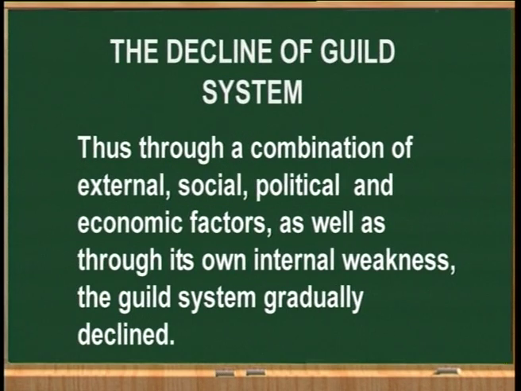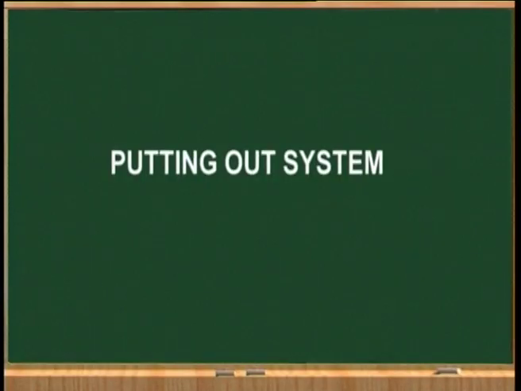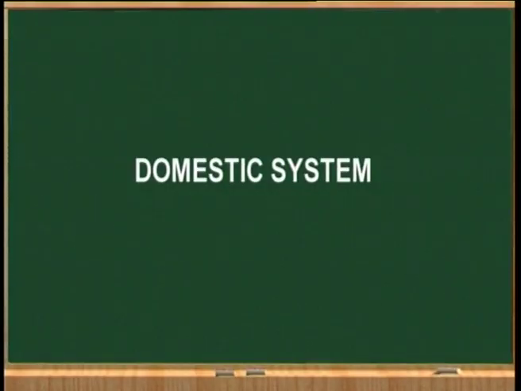Thus, through a combination of external, social, political and economic factors as well as through its own internal weakness, the guild system gradually decayed. The putting out system. When the guild system disintegrated, a kind of proto-capitalism arose. The new system of production is known as the putting out system, sometimes the domestic system.